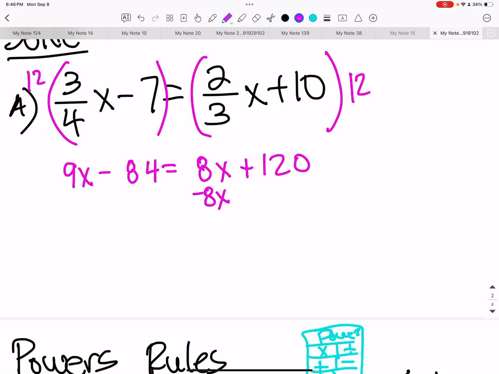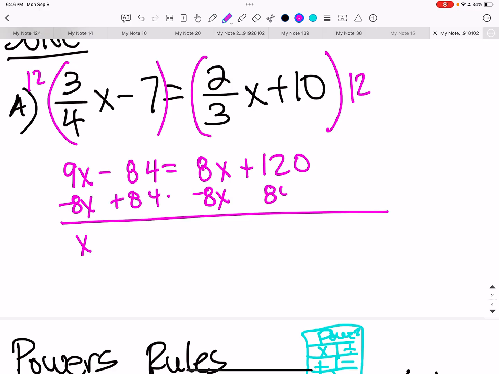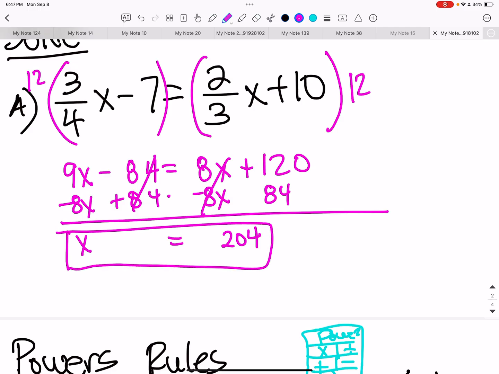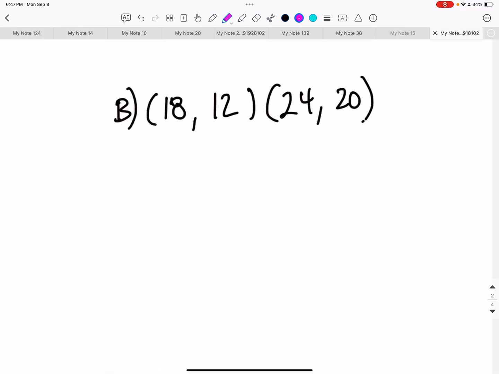Minus 8x, x equals plus 84, x equals 204. Did it work out right? Weird. Okay, x equals 204 is what I got. Let's see if that, I think that's right. Yeah, I don't see a mistake. Yeah, I think it's right. Wow. All right, how far apart are these?